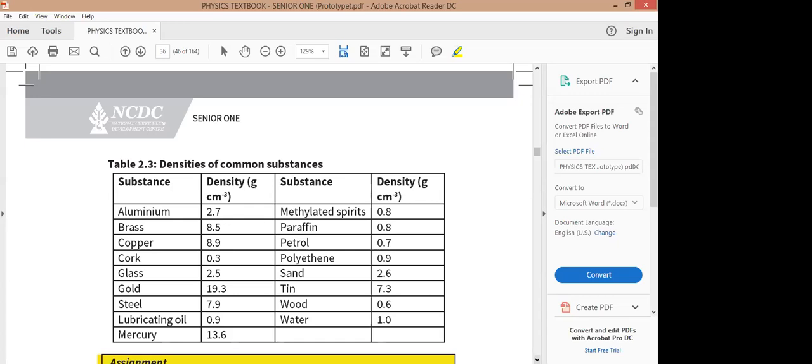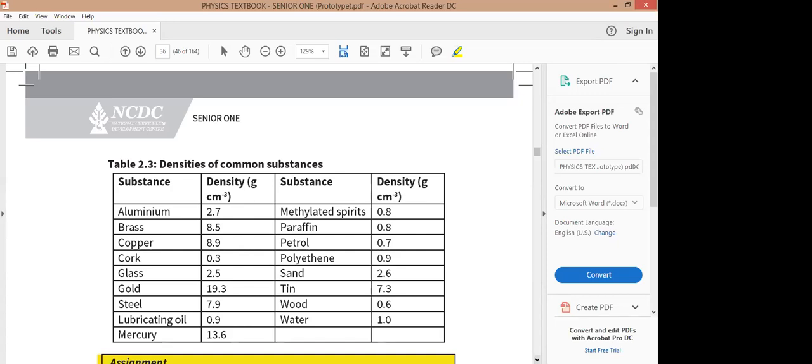Eunice. The one for methylated spirits and paraffin. What about petrol? It's one gram less. What about polythene? Polythene is 1. No, it's like 1 gram more than the one for methylated spirits and paraffin. I want you to read these values, don't read them the way it is just reading. Methylated spirit 0.8, paraffin 0.8, petrol 0.7, polythene 0.9.